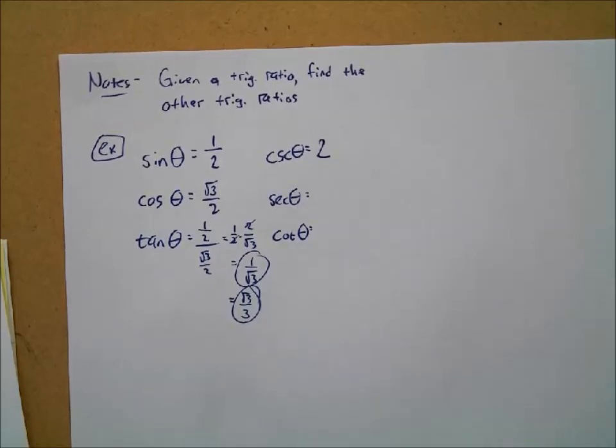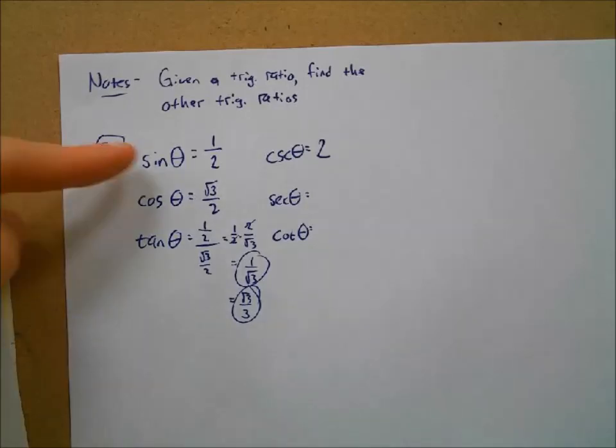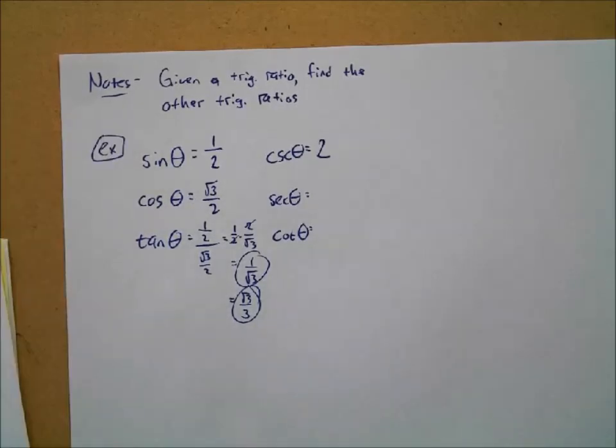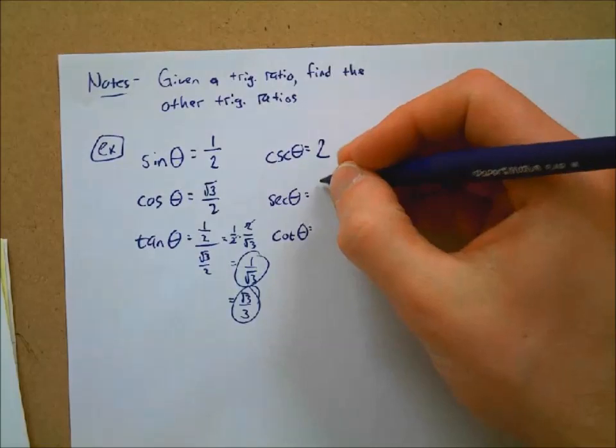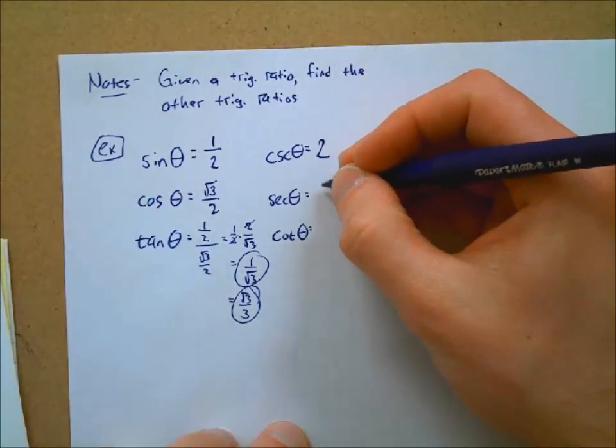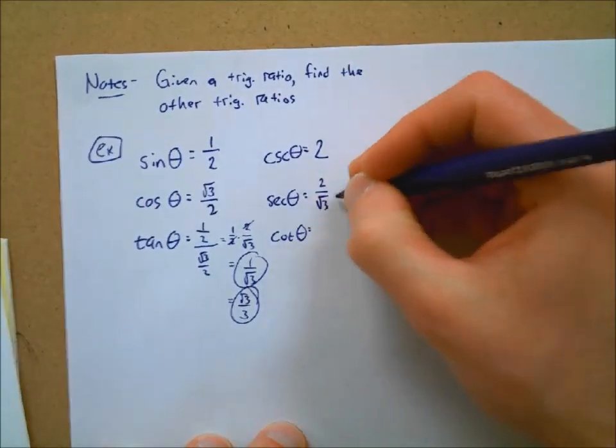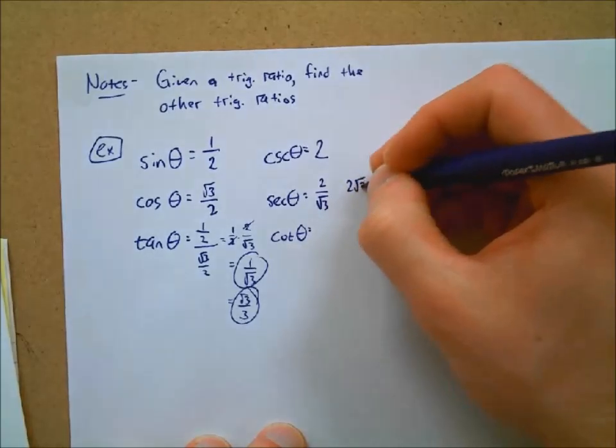Again, all this information we're building off of the fact that we were just told sine of theta equals 1/2, and from that we're able to come up with all of the other trig ratios, assuming we're in the first quadrant. What's secant of theta going to be? 2 over the square root of 3. It's the reciprocal of cosine, right? So 2 over the square root of 3, or if you rationalize, 2 root 3 over 3.